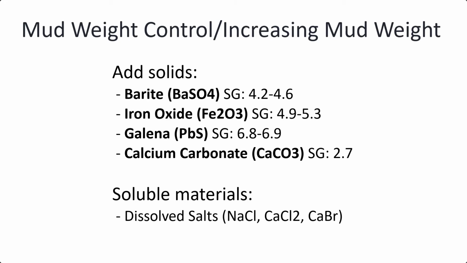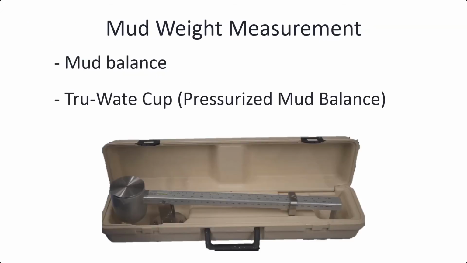Consequently, when increasing the specific gravity of the drilling fluid, the denser the solids added, the smaller the rheology change observed. For this reason, barite, with a specific gravity of 4.2, is preferred to increase the specific gravity of drilling fluid instead of the drill cuttings, with a specific gravity of 2.65. There are two devices that are used to measure mud weight: a mud balance and a true weight cup, also known as a pressurized mud balance.